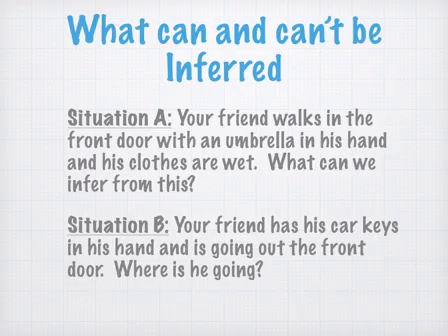We'll have a look at two situations to give us a brief idea of how it's going to be different. Situation A: your friend walks in the front door with an umbrella in his hand and his clothes are wet. What can we infer from this? Situation B: your friend has his car keys in his hand and is going out the front door. Where is he going?